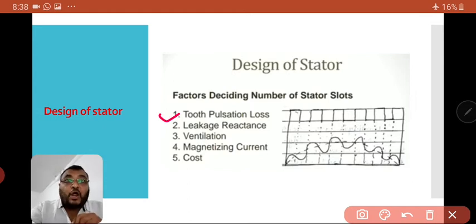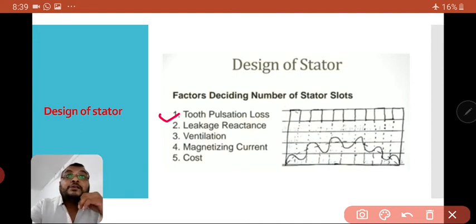Tooth pulsation loss is there in motors with open type slots. The slot openings have a considerable influence on the air gap reluctance. So what we considered in the last slide, there are 3 types of slots. If we use the open type of slots, it has a considerable influence on the air gap reluctance, and this air gap reluctance is very important in the design of an AC machine. It will play a very important role.